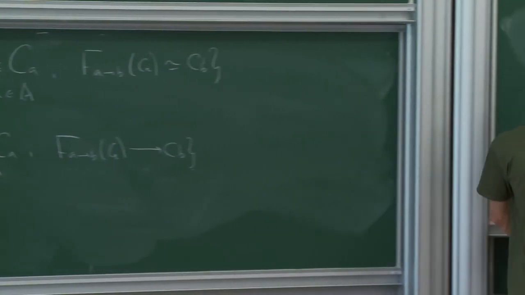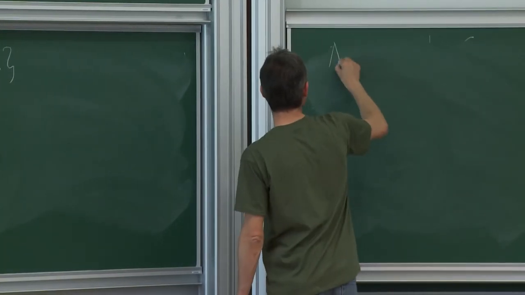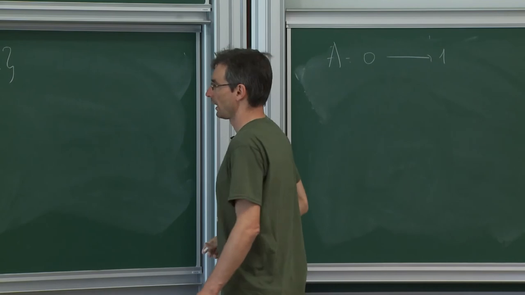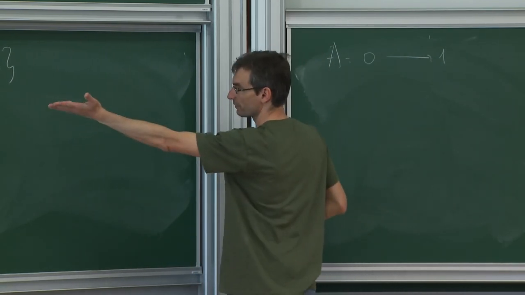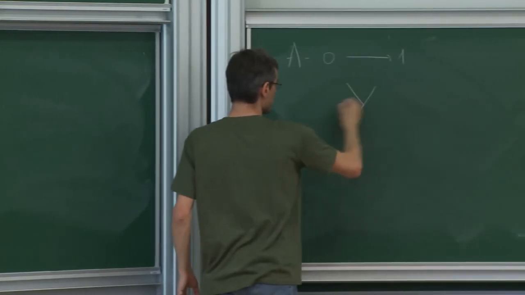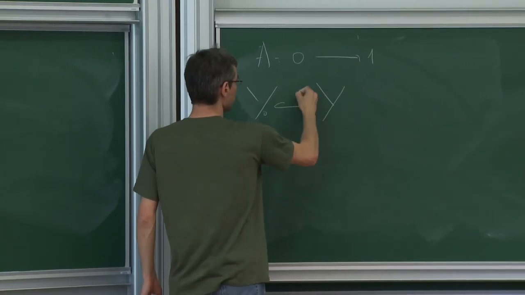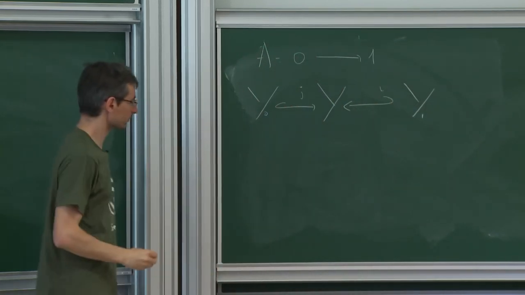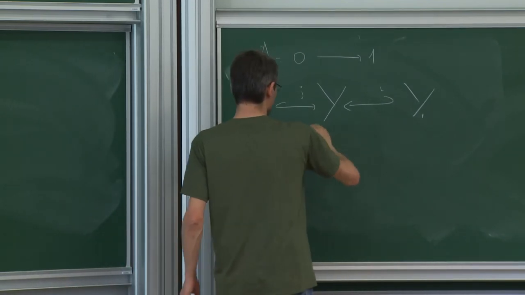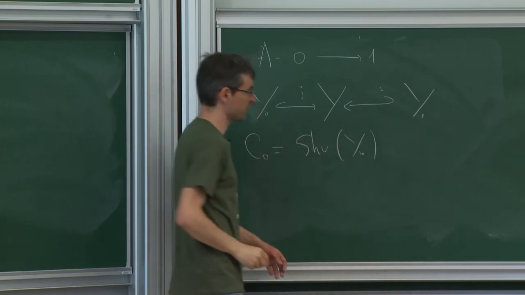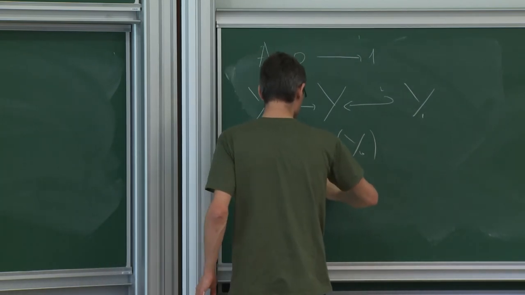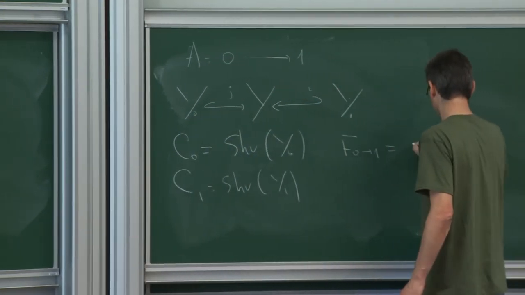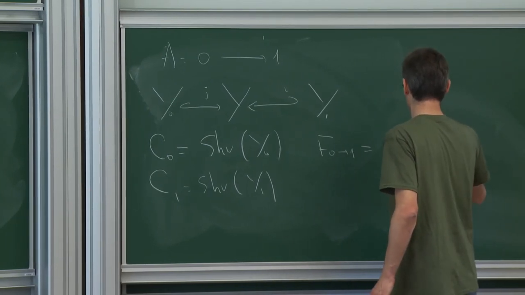Consider the following example. Say A is this category. It has two objects, 0 and 1, and one arrow. Let Y be a topological space, and Y_0 will be an open, and Y_1 will be the complementary closed. So C_0 will be sheaves on Y_0, again, I mean derived category. C_1 will be sheaves on Y_1. And the functor 0 to 1 will be i^* j_*, i upper star, j lower star.